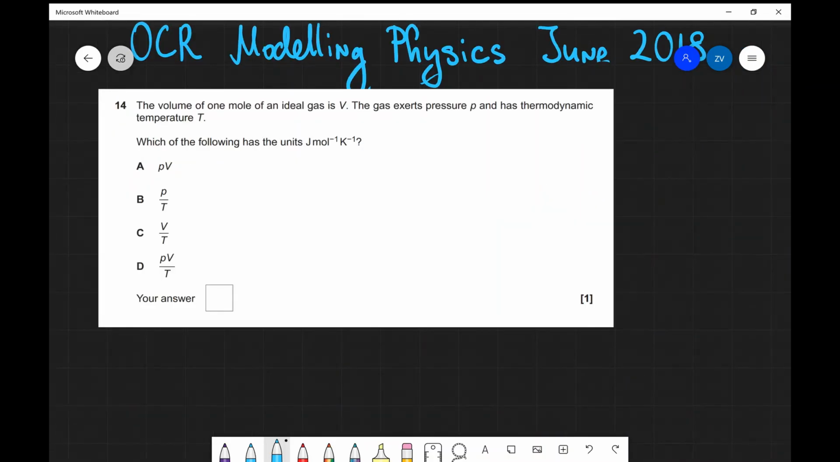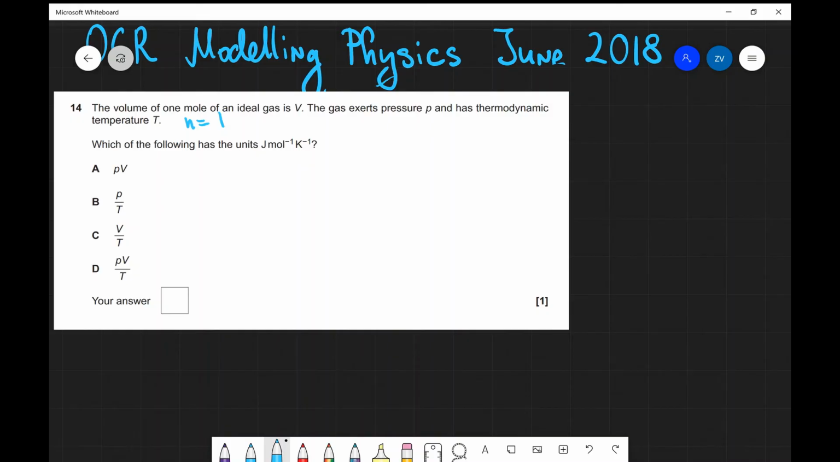Okay, question 14. The volume of 1 mole of gas is V. Okay, so for 1 mole, we can just say that N is equal to 1. The gas exerts pressure P and it has temperature T. Which of the following has the unit joule per mole per Kelvin? Okay, well, let's write out our equation here. Our trusty PV is equal to nRT.